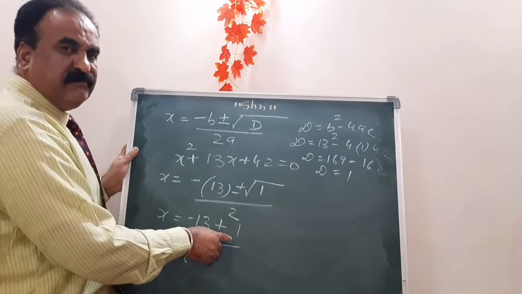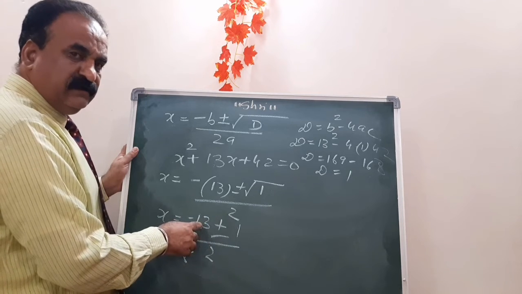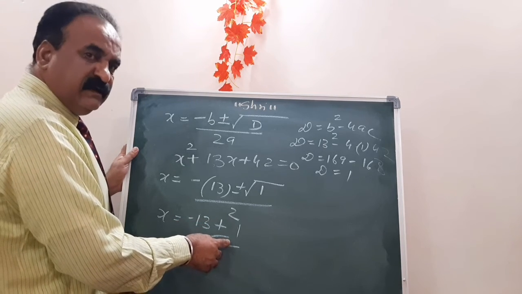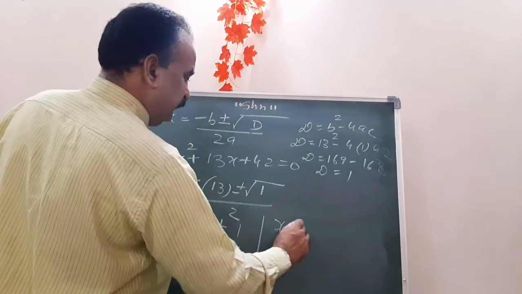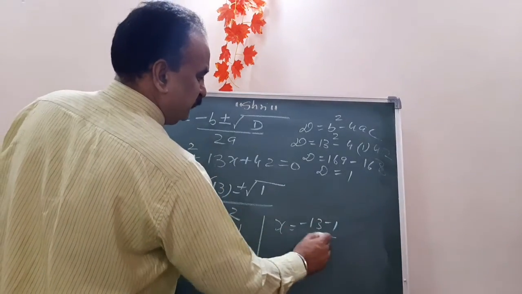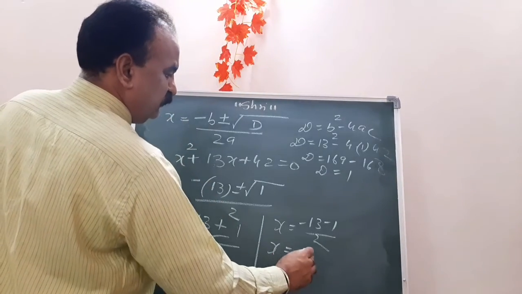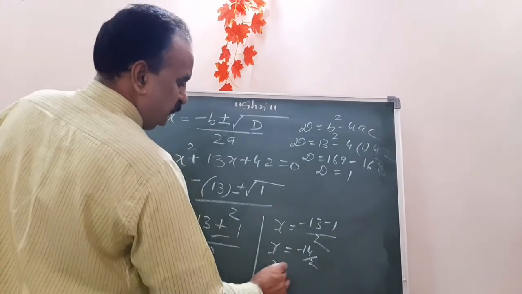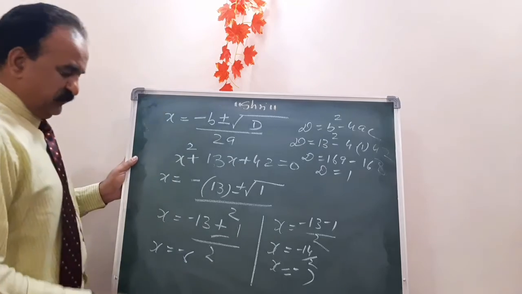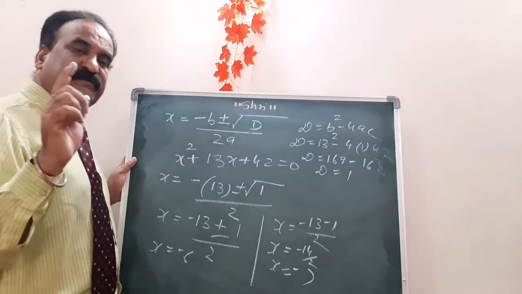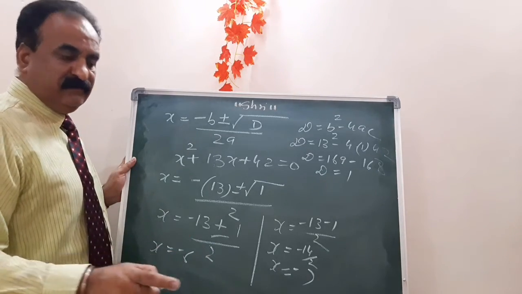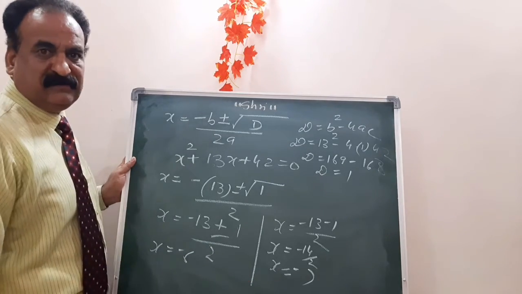And here when you are taking minus sign, so minus 13 minus 1, minus 14. So x is equal to minus 14 upon 2. It means x equal to minus 7. The answer is minus 6 and minus 7. It means the roots are real but not equal.